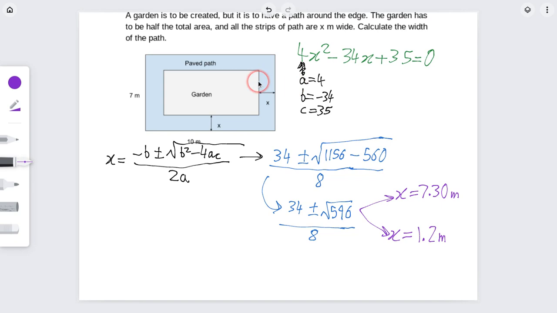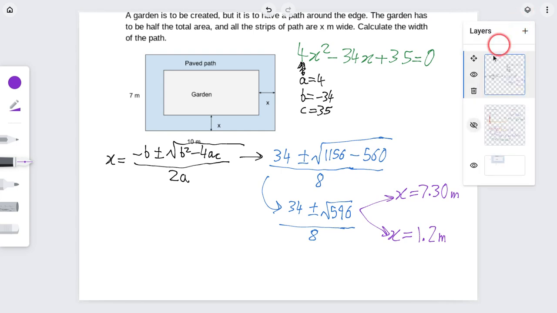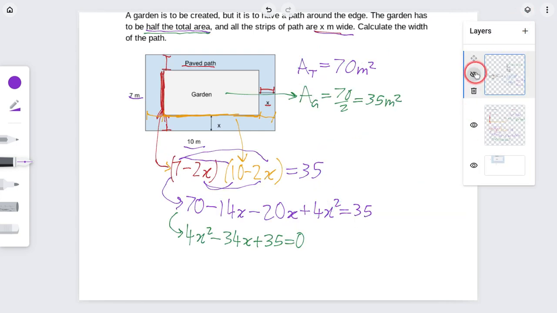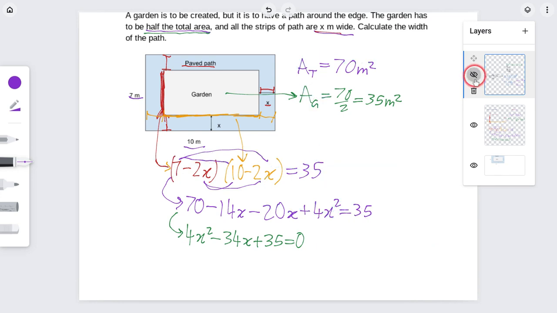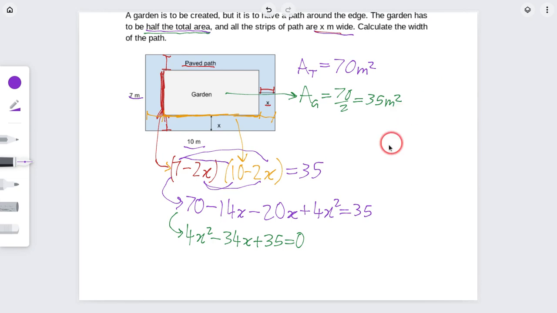Now we have to read this question again because there's something important. Since we have two positive values, we have to figure out what is the width of the path. There is a simple trick to figure this out. So you could see here, we actually know the values: 7.3 and 1.2. So x is equal to 7.3 or 1.2.